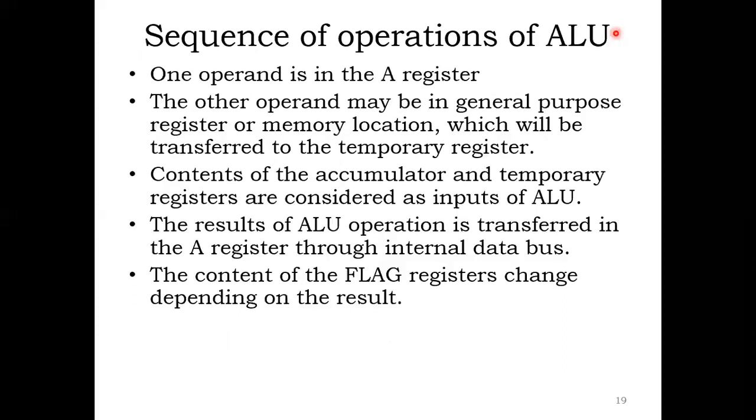Okay, we already discussed the sequence of operations. One operand is in the A register. The other operand may be in a general purpose register or memory location, which will be transferred to the temporary register. The contents of the accumulator and the temporary register are considered as the input of the ALU. The result of the ALU operation is transferred to the A register through the internal data bus. The content of the flag register changes depending on the result.